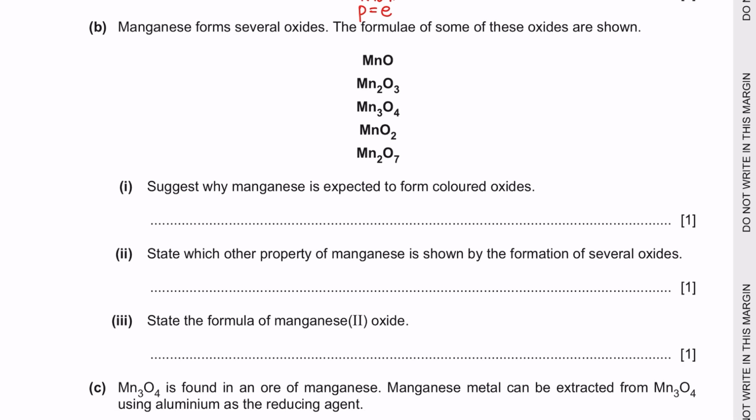Next, question B. Manganese forms several oxides. The formula of some of these oxides are shown. Part 1 suggests why manganese is expected to form colored oxide.